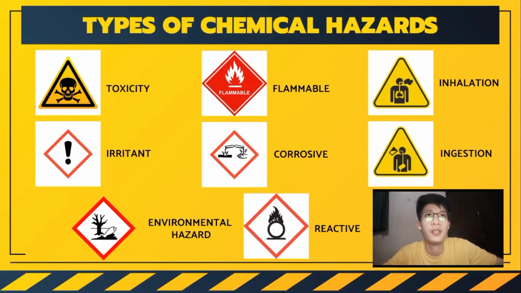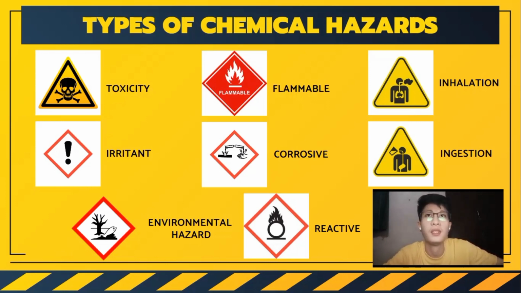A chemical is defined as corrosive if it causes visible destruction of or irreversible alteration in living tissue by chemical action at the site of contact. A corrosive substance is one that can cause damage to materials or living tissues through chemical reactions.